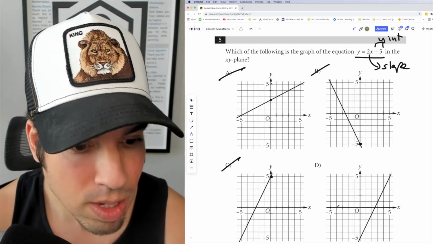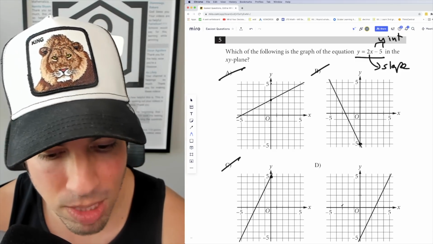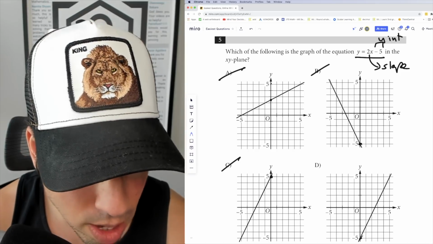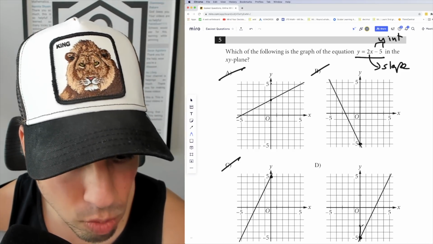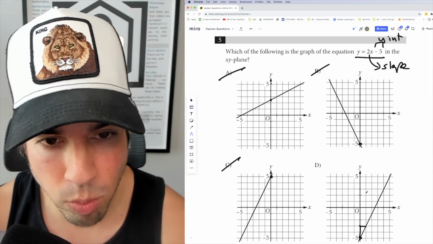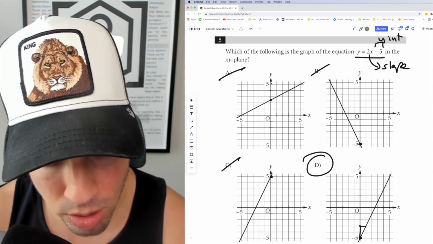That's out as well. So D is the answer by process of elimination, but let's just verify. Here's my nice y-intercept of negative 5. Does it have the right slope? Let's see. It goes up 2 over 1. That's a slope of 2 over 1, or 2. D is the winner. Done.